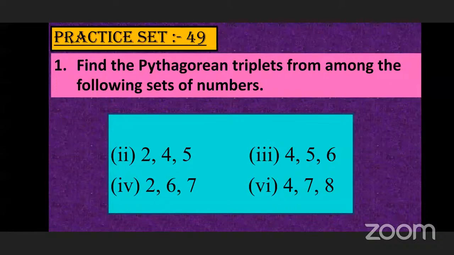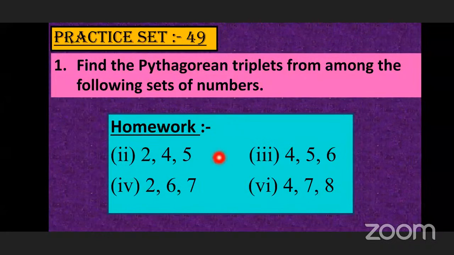Now see children, here there are some sums and this is your homework. Very easy homework for today. You just have to check whether these numbers make a Pythagorean triplet or not. Take the screenshot or you can mark in your textbook also. Practice set 41, second, third, fourth and sixth sum. These are your homework. Take the screenshot or you can note it down in your textbook also.